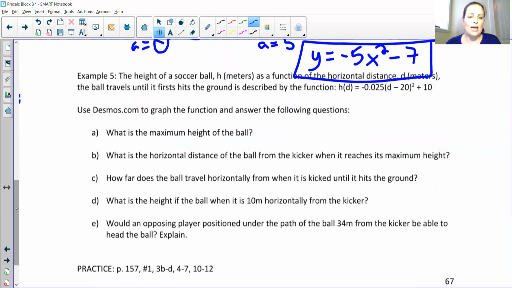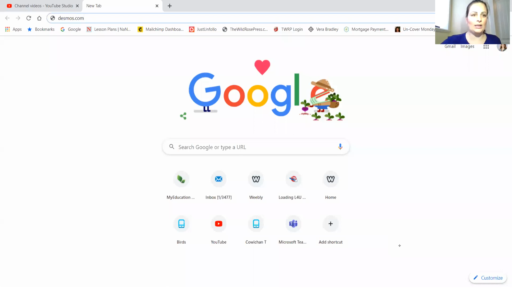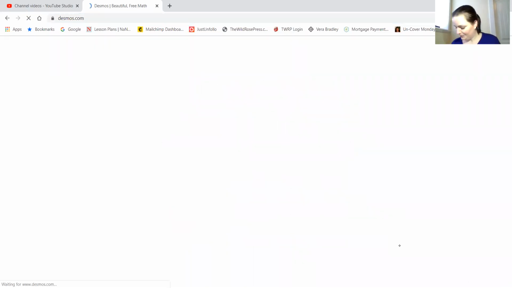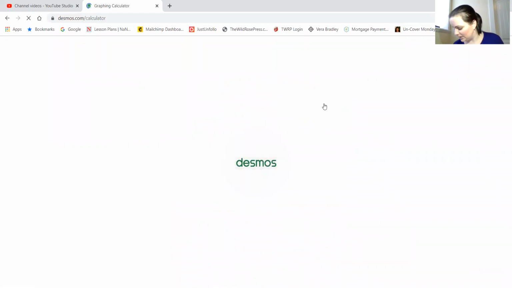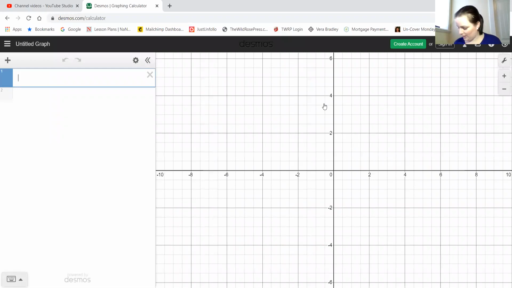So this next one is asking you to use Desmos.com to graph the following graph. So even if you don't have a smartphone and you can't get the app, you can go to the website, hopefully. And I'm just going to share my other screen. Okay, so hopefully you can see this. I'm going to Desmos.com. I'm going to start graphing. All right, this is the computer version of it, and I'm going to enter that equation.